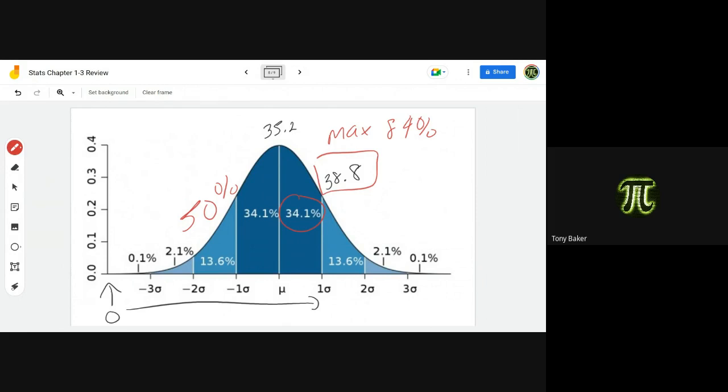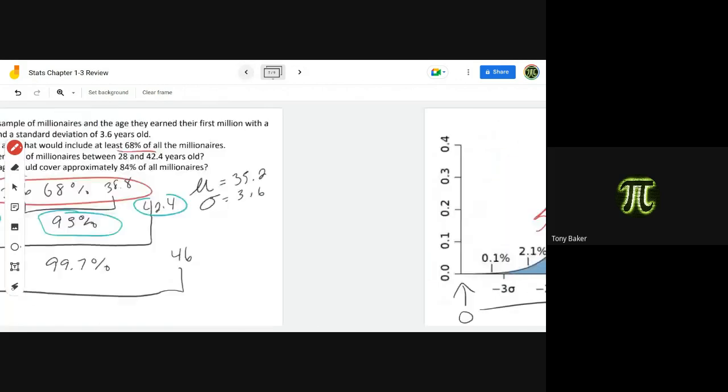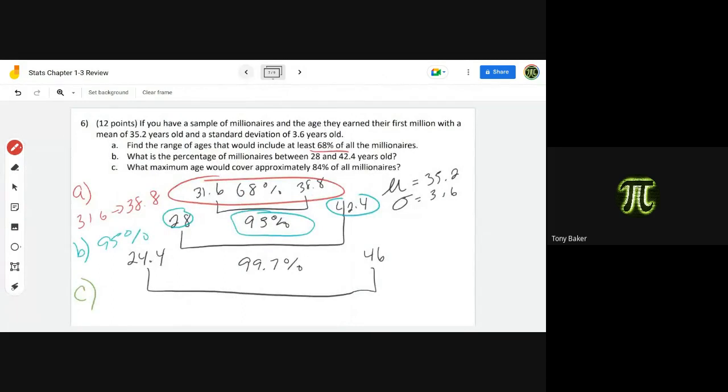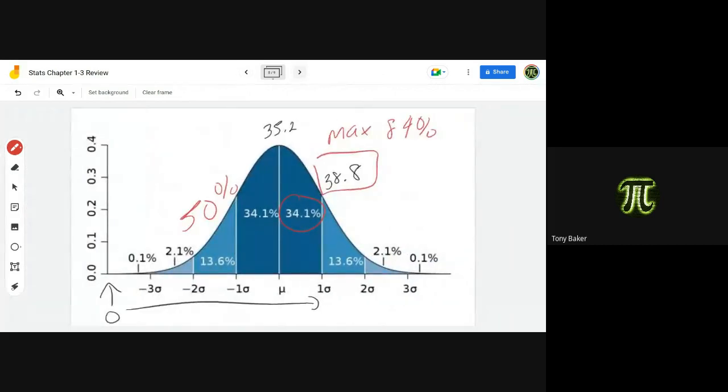I still don't understand how you got 38.8. Because it's one standard deviation above the mean. If you look at the very first thing we did, the mean was 35.2, and then we added 3.6 to get 38.8. So that's one standard deviation above the mean, correct? Correct. Now if we look at this, that right there is one standard deviation above the mean, correct? Correct. From here all the way over, from here to here is 50%.